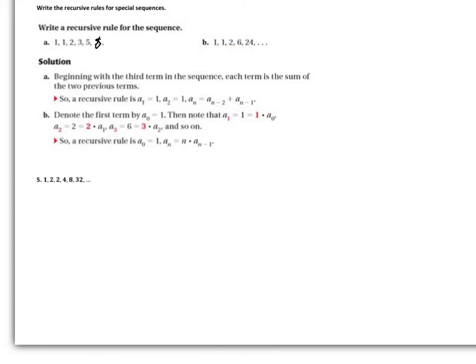You see the 1, 1, 2 again. But 1 plus 1 is 2. 2 plus 1 is not 6, though, so it's not the adding again. So let's see, look what they did here. It says denote by the first term, a sub 0 is 1. Then note that a sub 1 is 1.